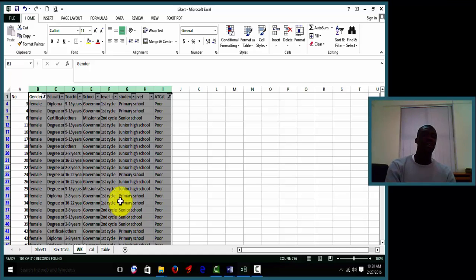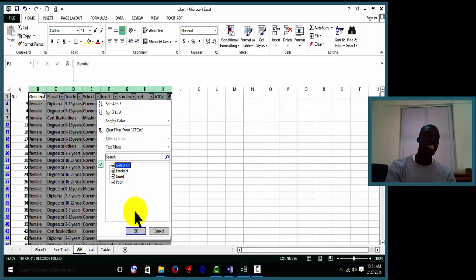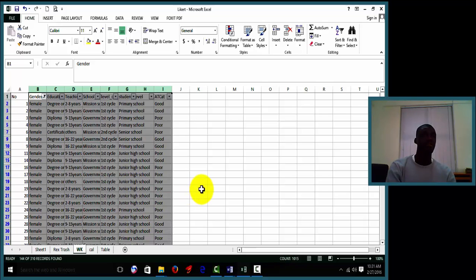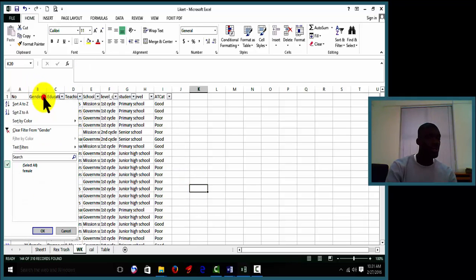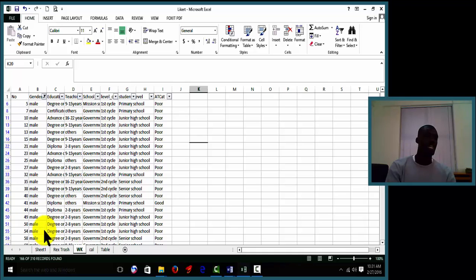Now, after we've done this one, we can come here and select all. For beginners, you just release the filter from this one. Then you go back to the next one, that is, again, gender. And then this time around, you are picking males. So you log in the males. The male number, as far as we can see, is 166.